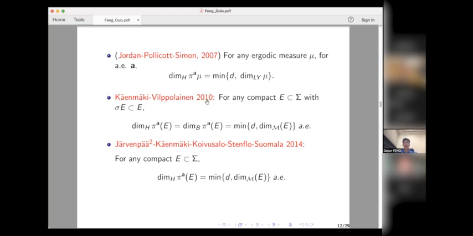In 2010, Falconer and his student proved that for any compact invariant set E, the Hausdorff dimension and the box counting dimension of the projection of E under pi_a coincide and are equal to the minimum value between d and the singularity dimension of E. And furthermore, Farkas et al. in 2014 further proved that the Hausdorff dimension of the projection of any compact set is given by the minimum value between d and its singularity dimension.